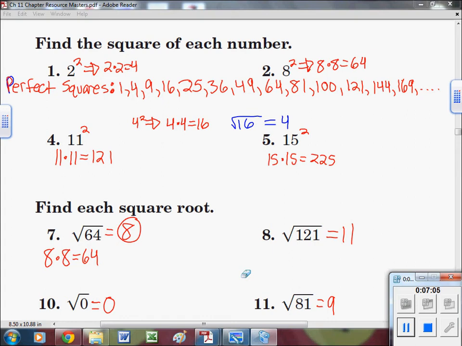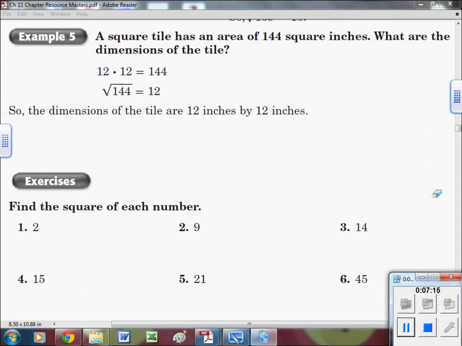So now we just did a few examples of squares and square roots. Now we're going to talk about the actual shape of the square. So bear with me, we're going to get to that. One moment. Okay, so look at example 5 at the top. It says a square tile has an area of 144 square inches. So they just gave us a tile, and they just told us what the area of this tile was.